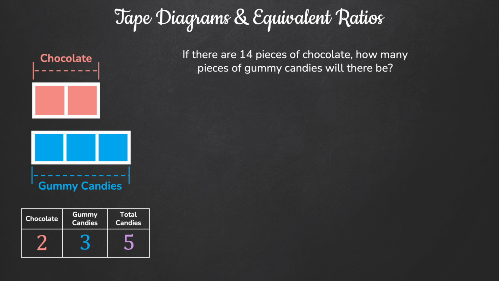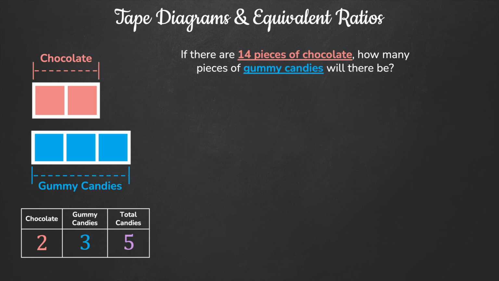Now let's go ahead and do an example. If there are 14 pieces of chocolate, how many pieces of gummy candies will there be? So we're talking about the chocolate and the gummy candies, and the ratio of chocolates to gummy candies is 2 to 3. Now we know that we have 14 pieces of chocolate and we want to figure out how many gummy candies we have. So we have to maintain an equivalent ratio.